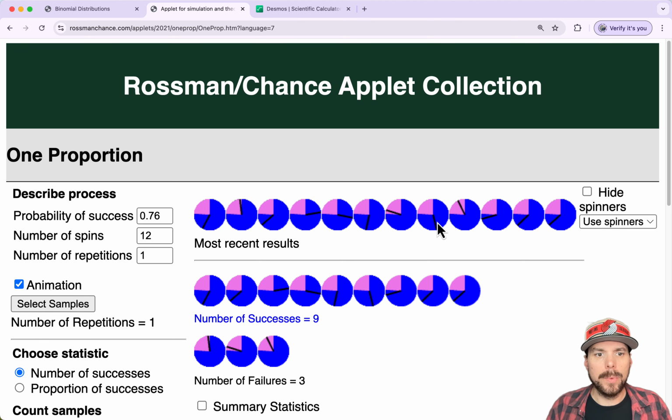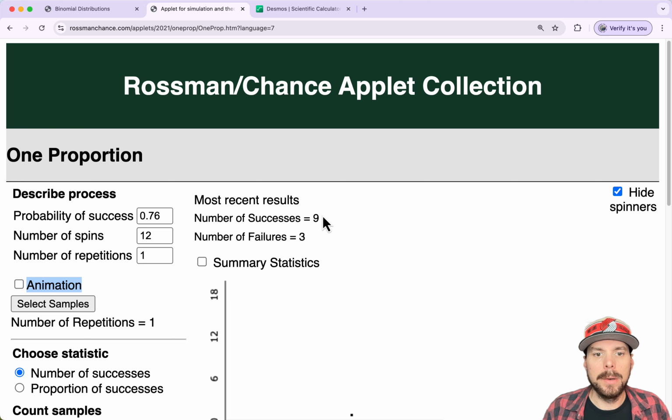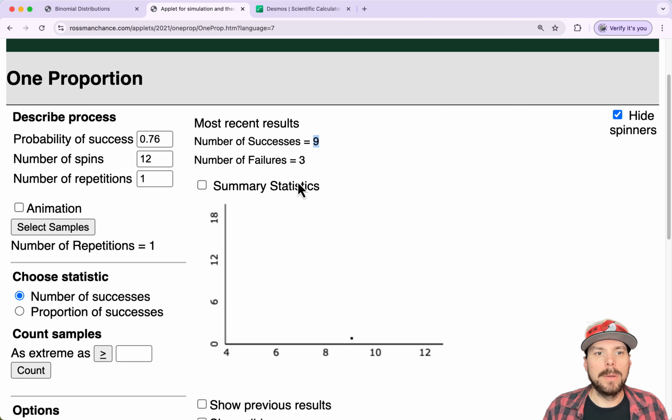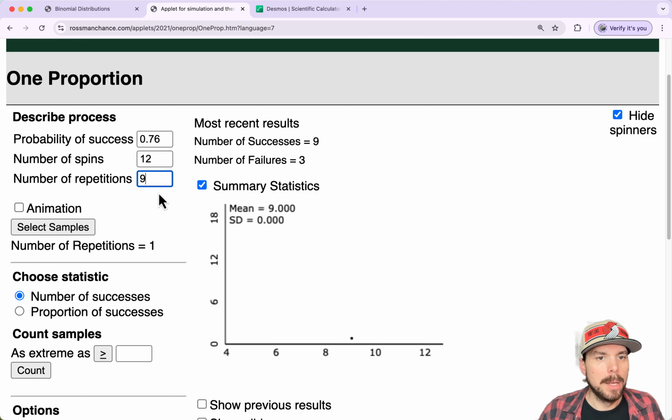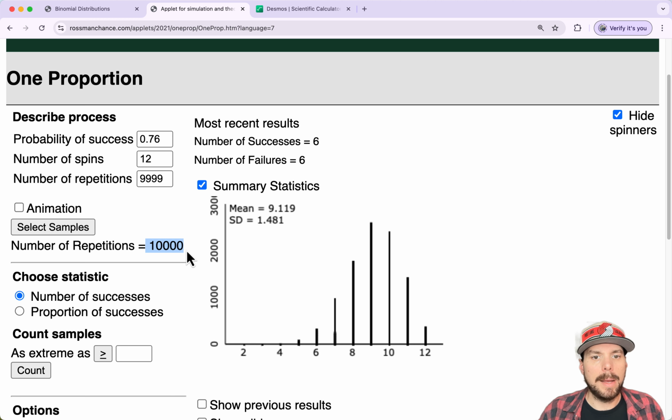And here it's just randomizing it with that given percent. Now, for the most part, I don't really need to see these animations. Usually I'll uncheck that box and I will also hide them here. The main thing I want to know is the result. This is just one simulation and I've got 9 successes out of 12. That's going to give me a 75% chance, which I could look at as a proportion here or a number of successes here. I'd like to have a total of 10,000 of these simulations, so I'll put 9,999 more, which should give me a total of 10,000 there.